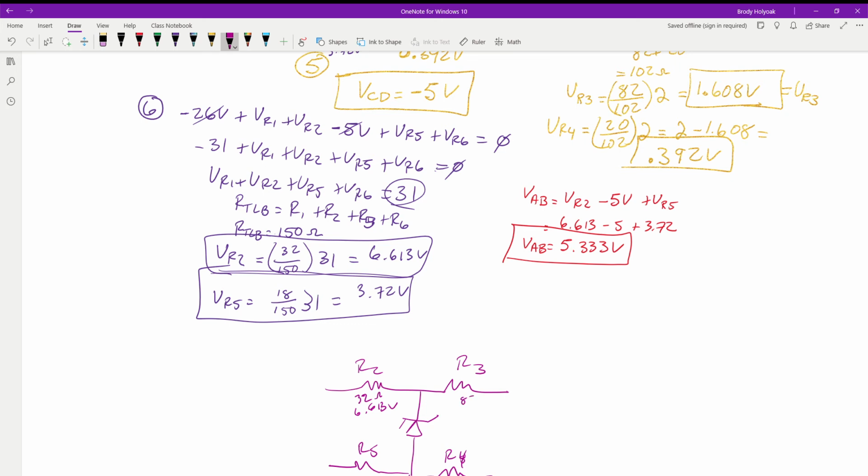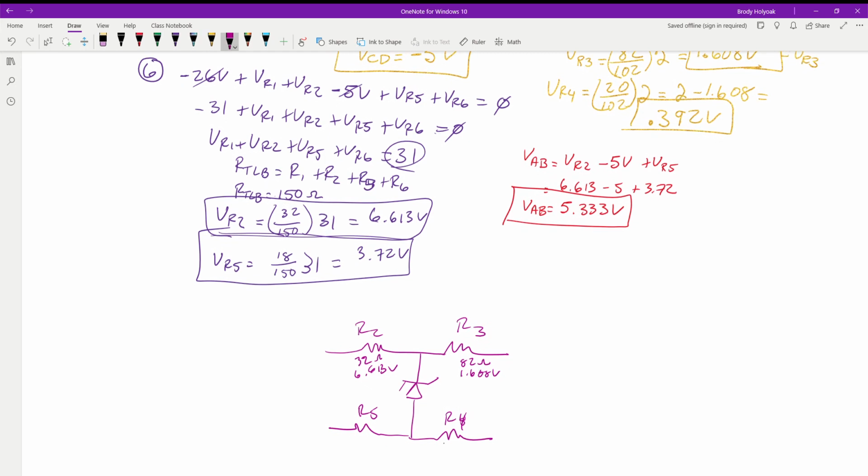R3 is 82 ohms and 1.608 volts. R4 is 20 ohms and 0.392 volts. And R5 is 18 ohms at 3.72 volts. So basically at this point, we're just looking at this part of the circuit, and I don't really care what everything else is because we've already taken it into account. So now we just have to see what our current is doing.